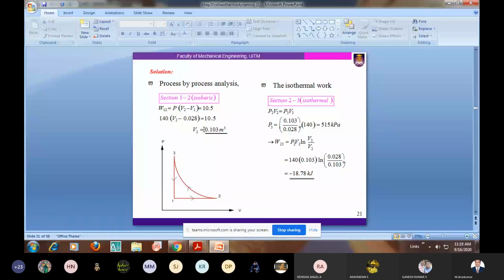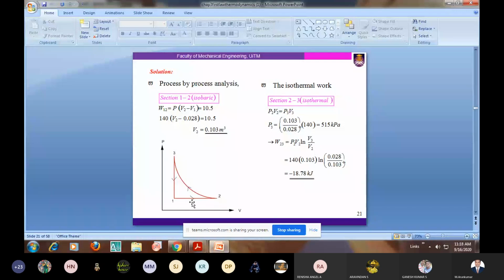This volume at state 2 will be 0.103 meter cube. So you can compare. This is the first process. The first process is a constant pressure process, that is, an isobaric process.